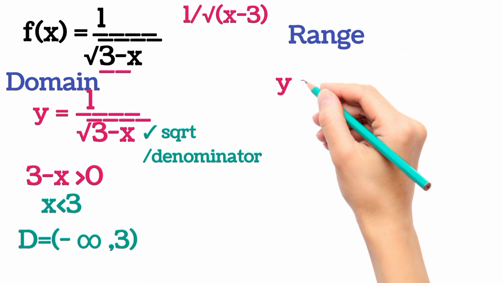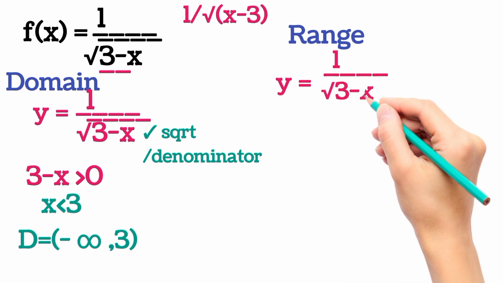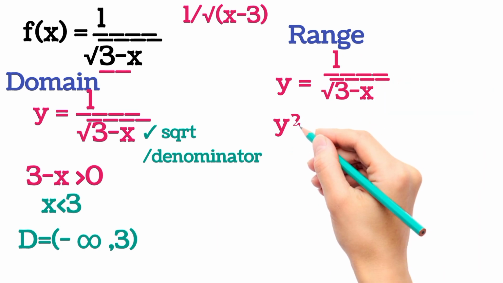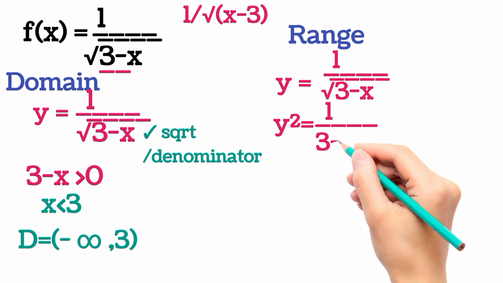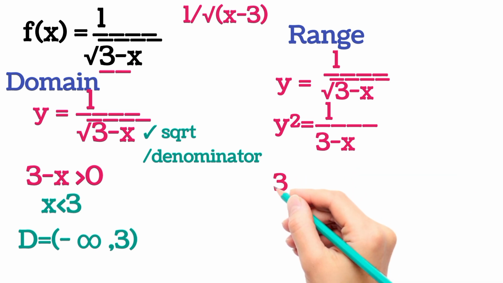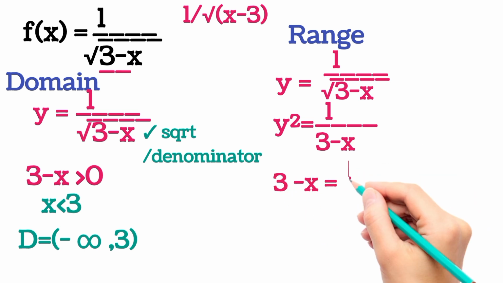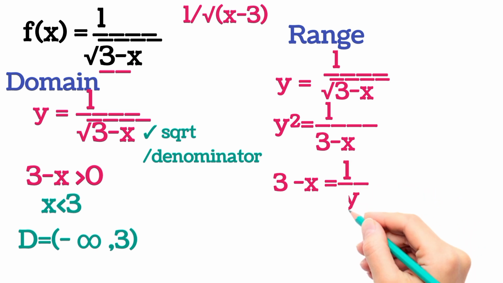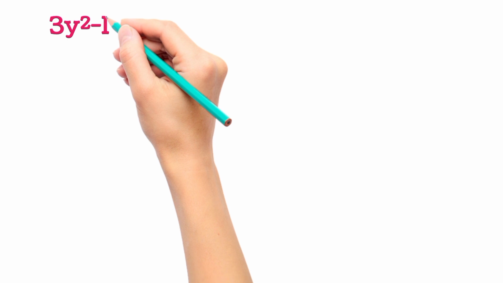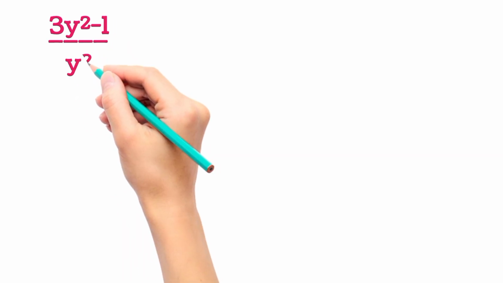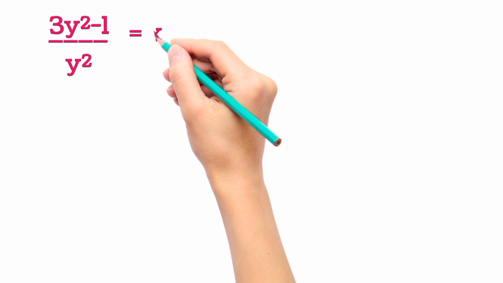Now for the range, let us write the equation again. Now we will express x as a function of y, so we will square on both sides. So y square will be 1 upon 3 minus x, or 3 minus x is equal to 1 upon y square, which will give 3 minus 1 upon y square is equal to x. Now this can be written as (3y square minus 1) divided by y square is equal to x.